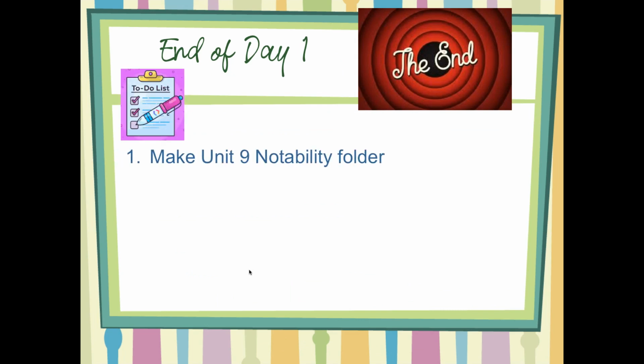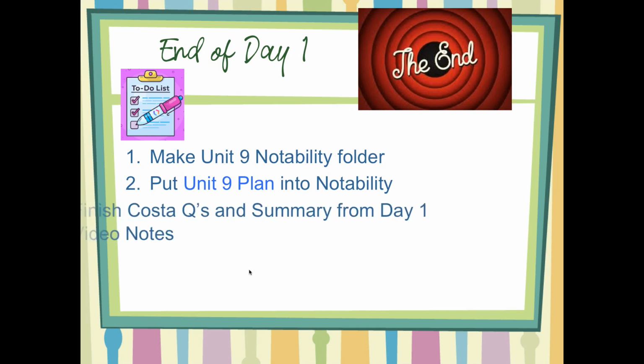If you didn't do so already, make a Unit 9 Notability folder and put the Unit 9 plan from Schoology into Notability so you have that organization. There's 5 or 6 days in this Unit 9, so you can kind of see what we're doing each day. You have the list of objectives. It tells you which unit practice problems you could do today so that you have that information.